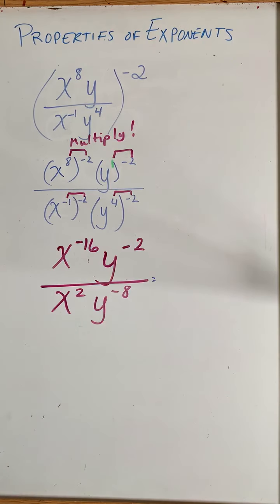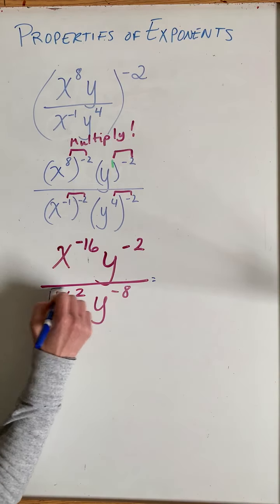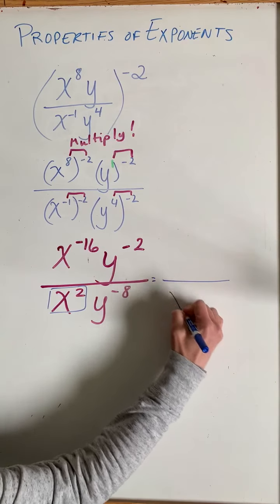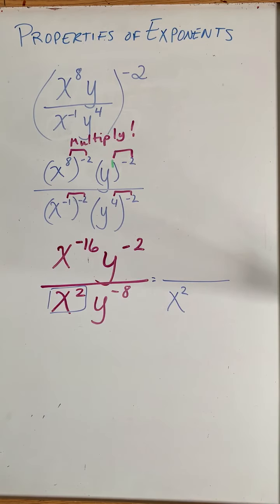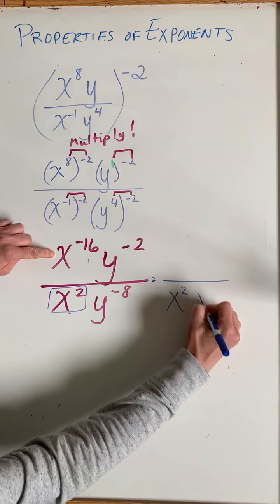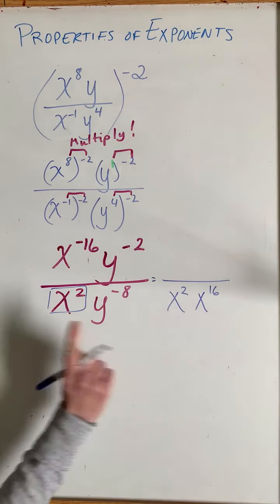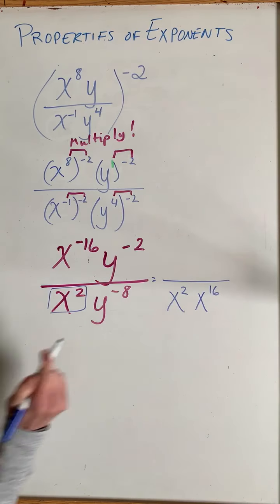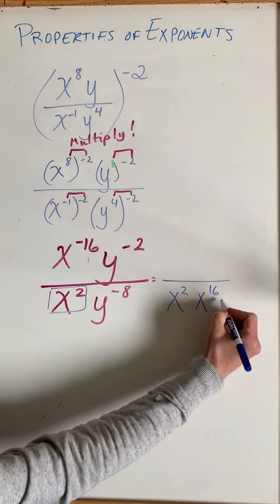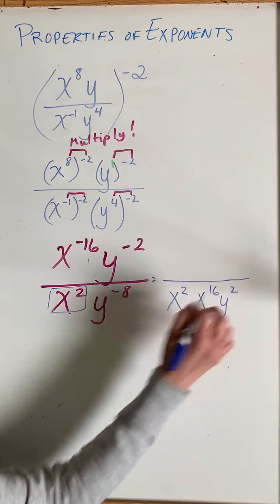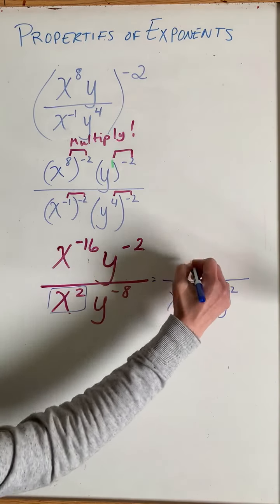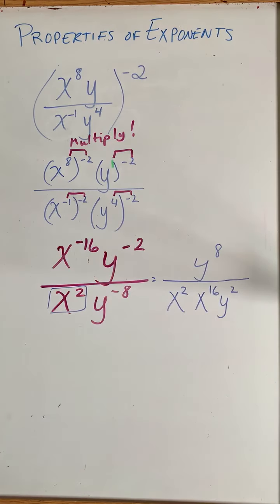All right, so which one am I going to leave? This one is going to stay where it is, right? Because it already has a positive exponent. Now everything else we're going to flip. So the x to the negative 16th is going to go down to the bottom. And it doesn't matter which order, right? Which one comes first or second. The y to the negative second is also going to go to the bottom. And then what happens to the y to the negative 8th? That goes to the top and becomes y to the positive 8th.